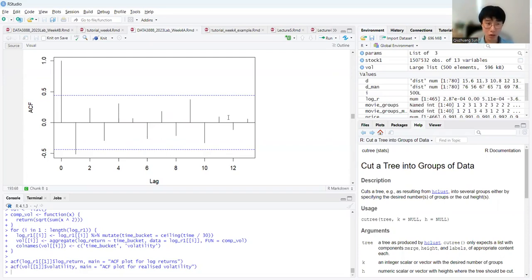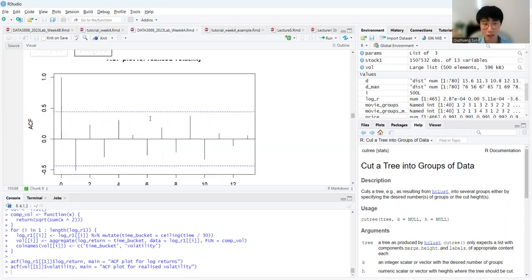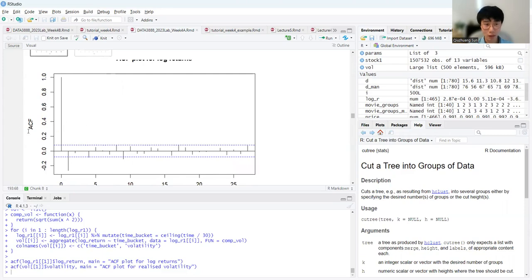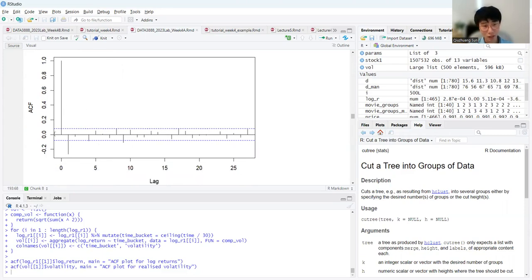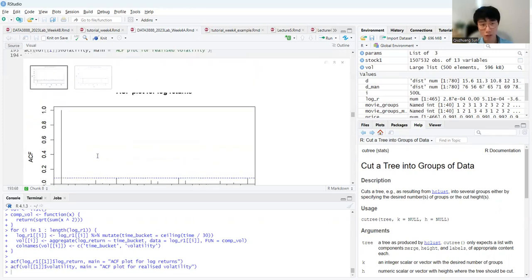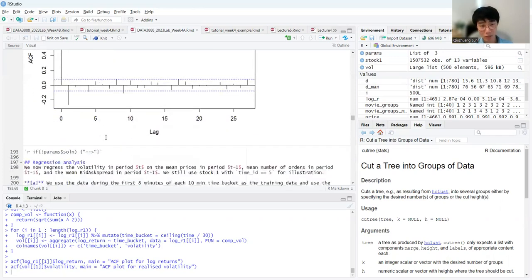So usually this autocorrelation function does not tell us much information about the ACF of the time series of the realized volatility. But you can see from the autocorrelation function of the original time series for the log returns, the confidence interval is quite narrow, so it indicates a very strong negative autocorrelation here, because the magnitude exceeding this confidence interval is very large. So it's just some preliminary analysis of these two time series.